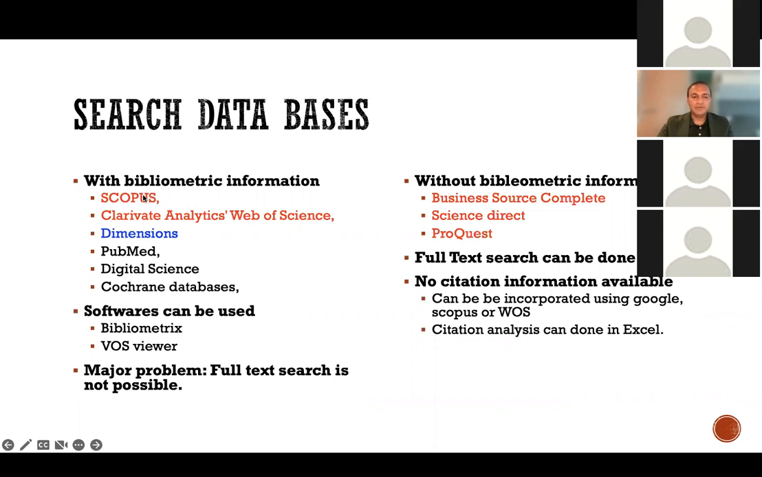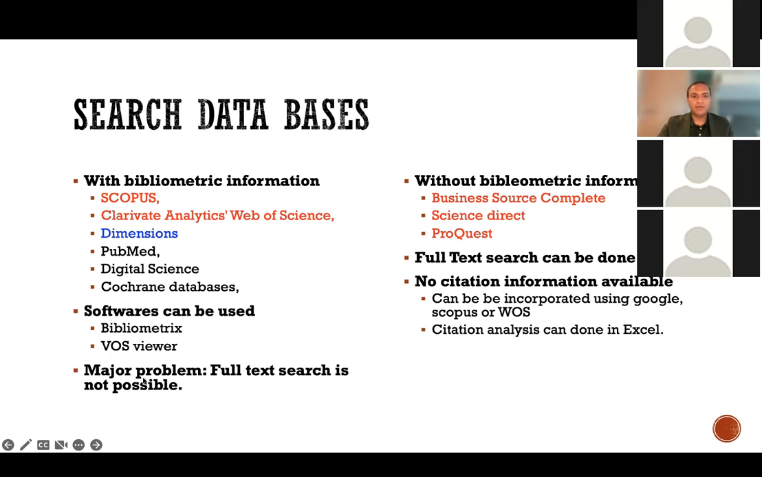The main databases which include bibliometric information are Scopus, Web of Science, and then we have Dimensions and PubMed, which are basically specialized in certain fields. But Scopus, Web of Science and Dimensions are very general databases, and they cover all the subject areas. And if you are using these databases, then you can use these software to do your analysis, the systematic literature review or citation analysis.